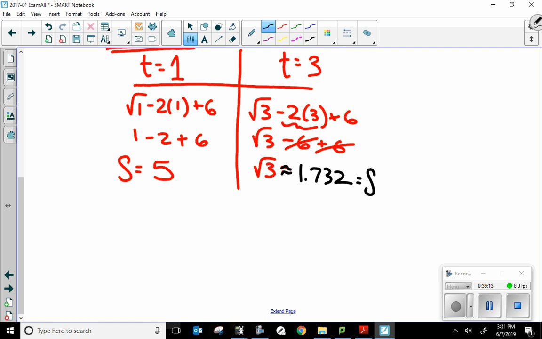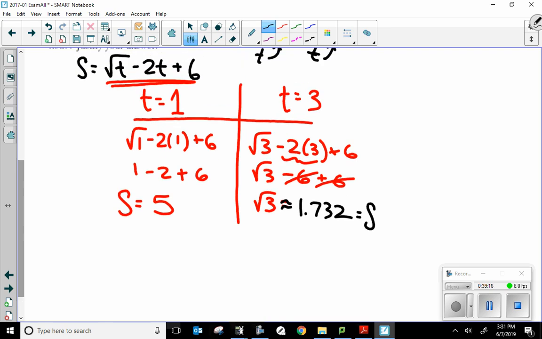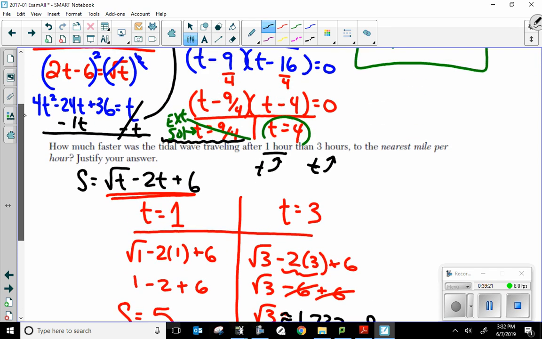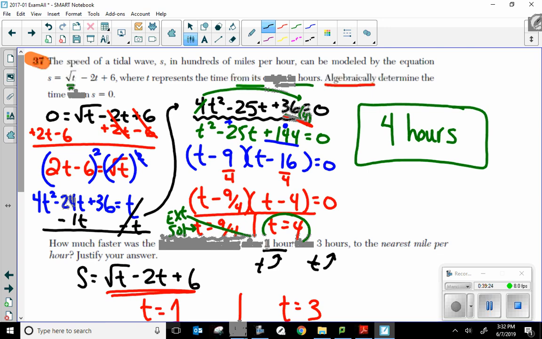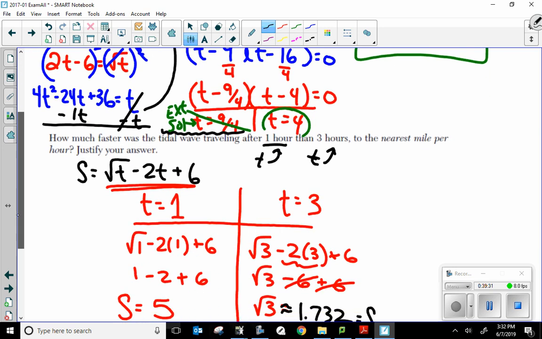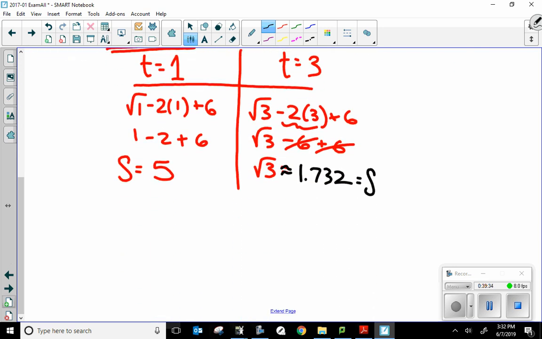Here is the one place, if you weren't reading, you might get tripped up here. S is not in miles per hour. That's in hundreds of miles per hour. That's the one place. So this isn't 5, this is 500 miles per hour. Okay? I got to multiply this times 100, and so that's 173 miles per hour. That's not 1.732 miles per hour. It's 173 miles per hour.